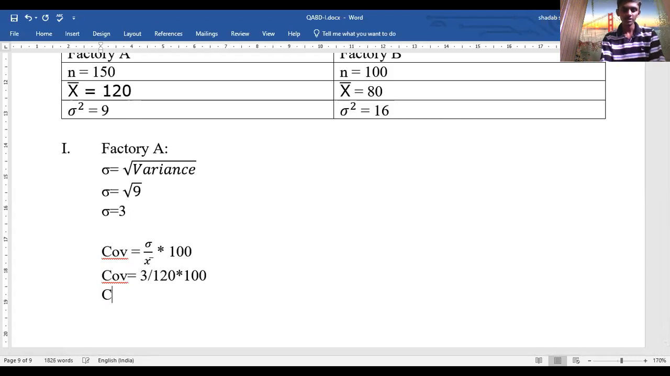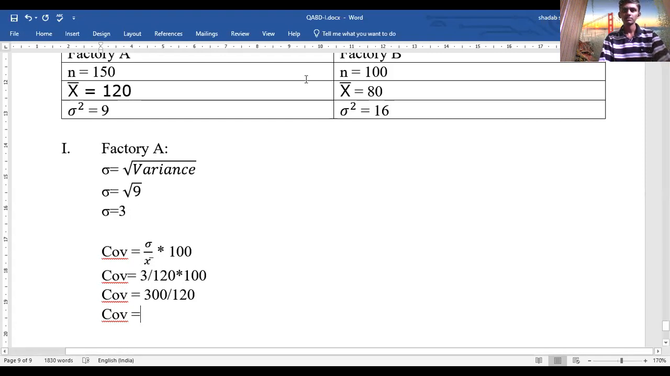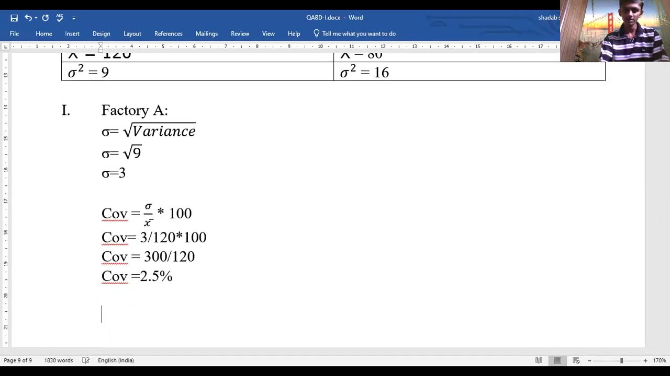Now coefficient of variance equals 300 divided by 120. If you solve this, just divide and you will get 2.5%. 2.5% is the coefficient of variance. Moving further, we have to do the same thing for factory B as well.